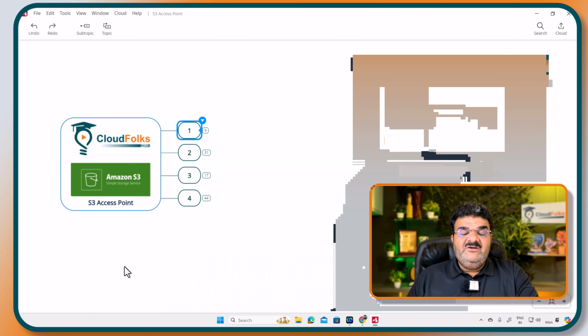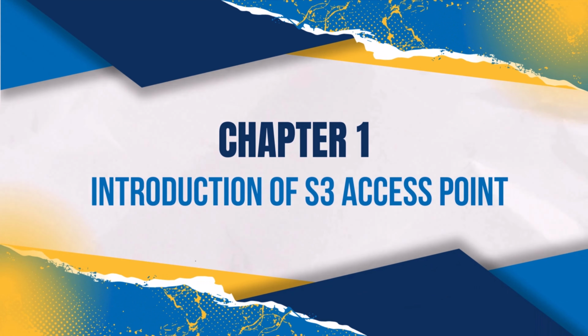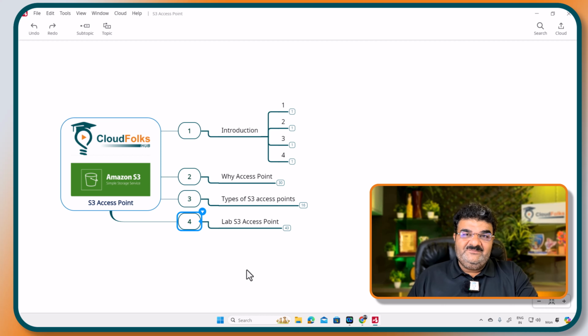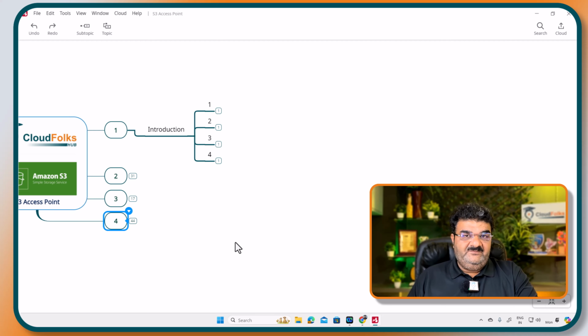Here, we have divided this video into 4 chapters. Chapter number 1, Introduction of Access Point. Chapter number 2, Why Access Point is Needed. Chapter 3, Types of S3 Access Points. And the 4th one is Lab of S3 Access Points. We are going to start with Introduction, Chapter 1.